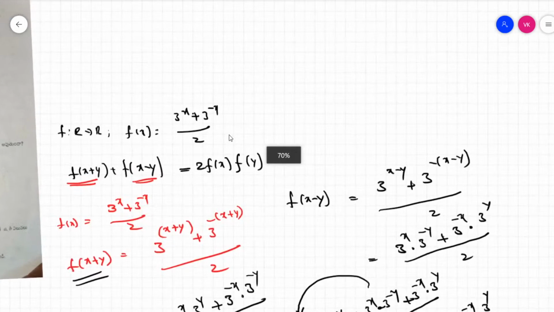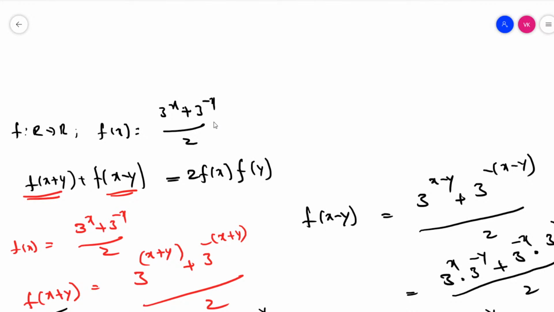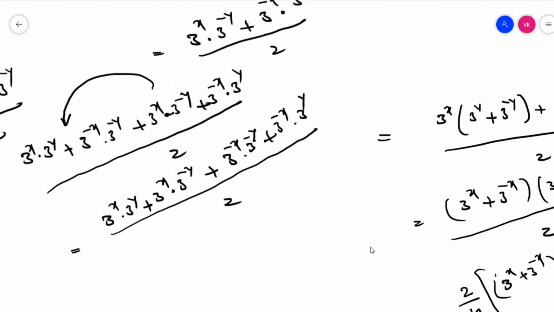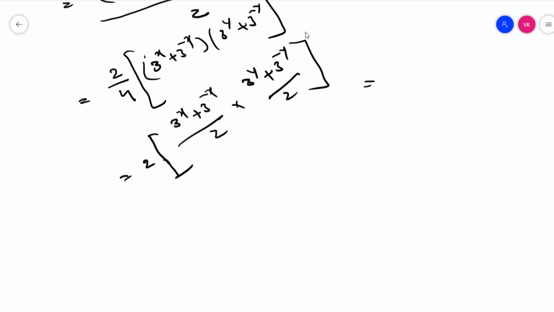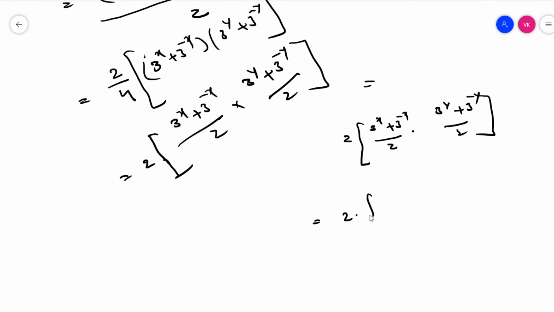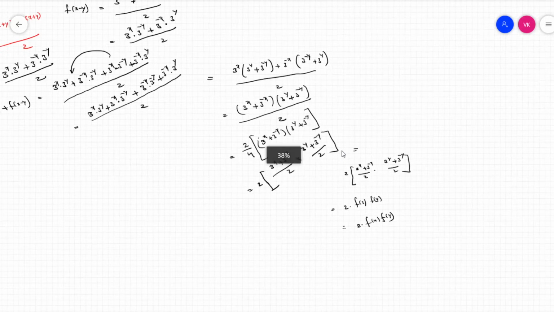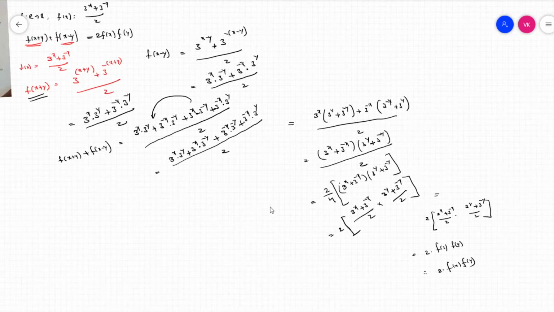The question is given as f of x is equal to 3 power of x plus 3 power of minus x whole by 2. Okay. Now go for the final step. The final step we got is 2 times 3 power of x plus 3 power of minus x by 2 into 3 power of y plus 3 power of minus y by 2. Then we can write it as 2 of f of x and f of y. Thus we got 2 into f of x into f of y. That's the answer. In this way we can easily prove them. Okay, this is the proof for that.